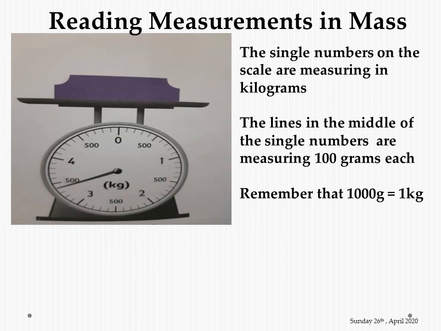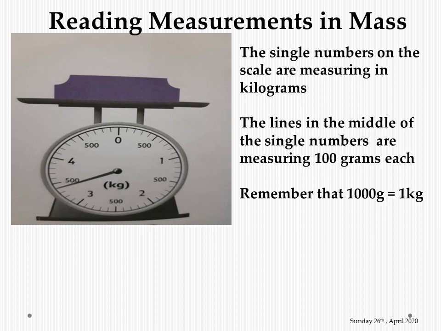Now let's see how to read measurements in mass. To read measurements, the lines, the numbers we have on this scale, first of all, remember I said to you, check what the scale is measuring in. This scale is measuring in kilograms, and it has big and small units. The small units are the ones at the lines in between the single numbers. The single numbers are 1, 2, 3, and 4.